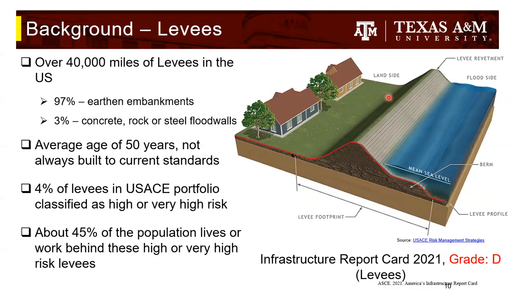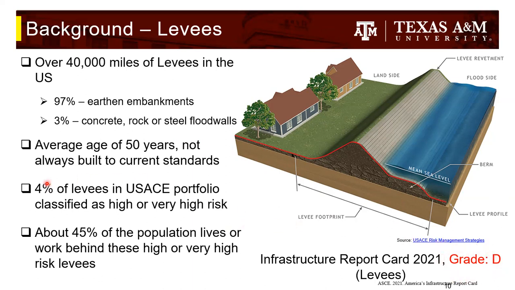Now, a quick background on the levees. We have more than 40,000 miles of levees in the US, and the majority, 95 to 97 percent of those levees, are earthen embankments. Very few are concrete, rock, or steel flood walls. The average age of the levees is more than 50 years now. Most of this data is from the ASCE Infrastructure Report Card, which has graded the current infrastructure rating for the levees as grade D.